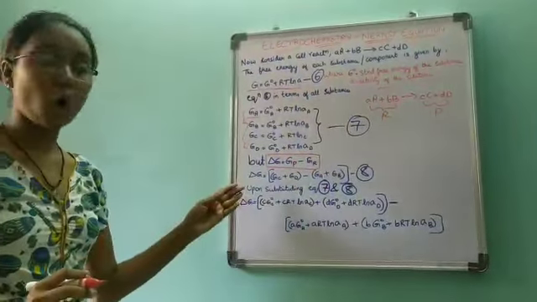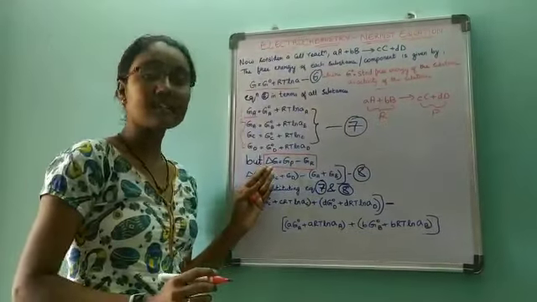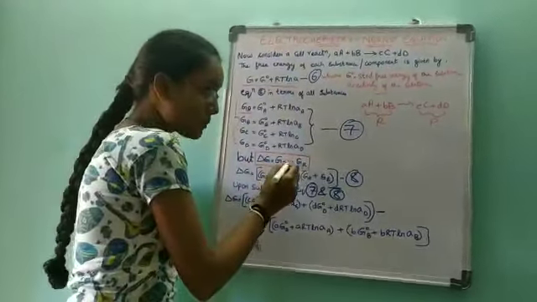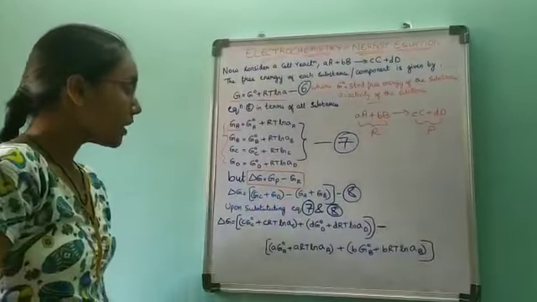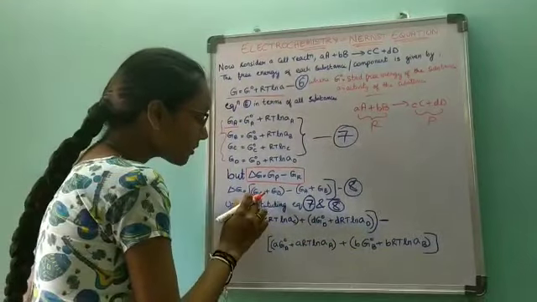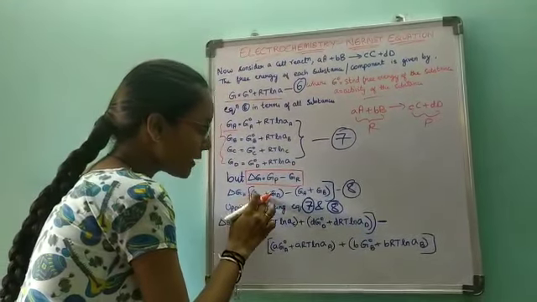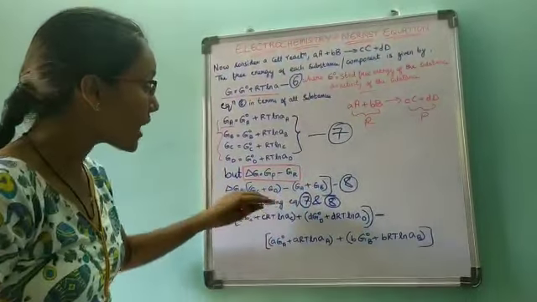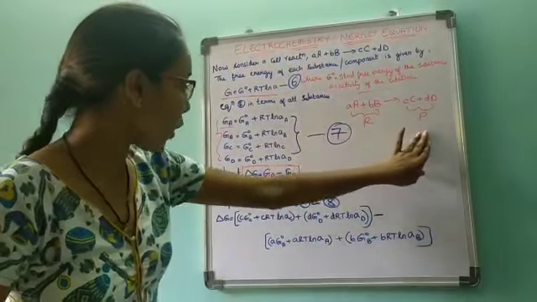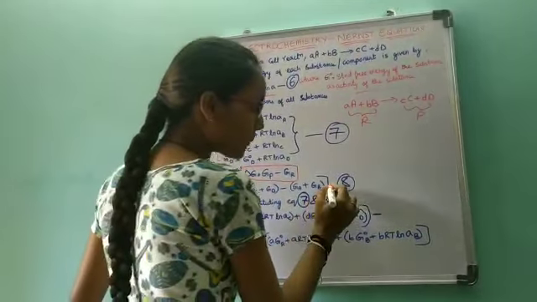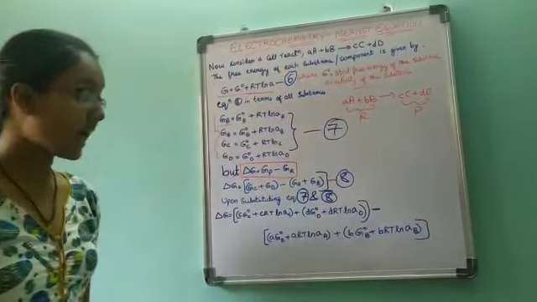But we already know that delta G, that is the Gibbs energy change, equals G of products minus G of reactants. So, delta G equals Gc plus Gd minus Ga plus Gb. That is, we have substituted the reactants and products in this equation. This equation can be written as equation 8.